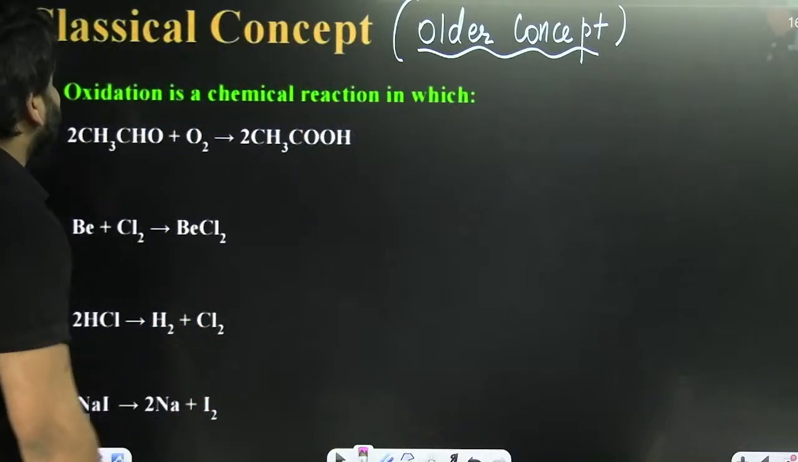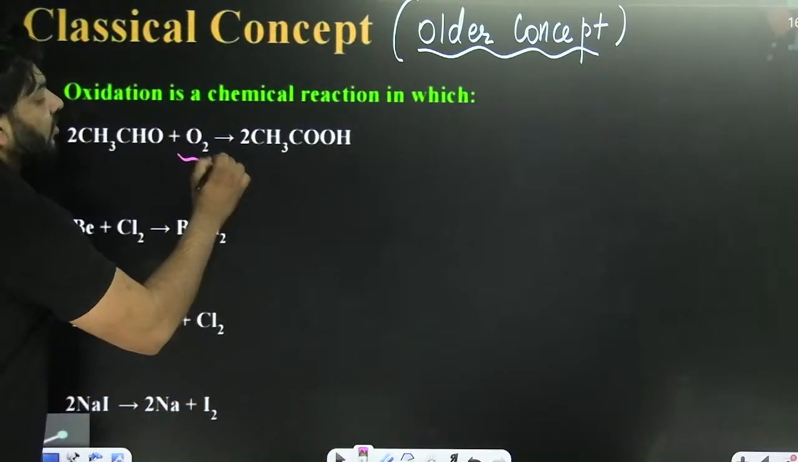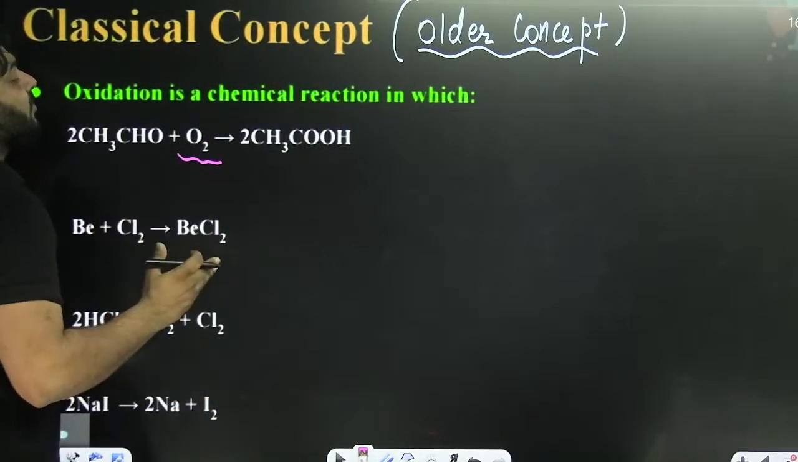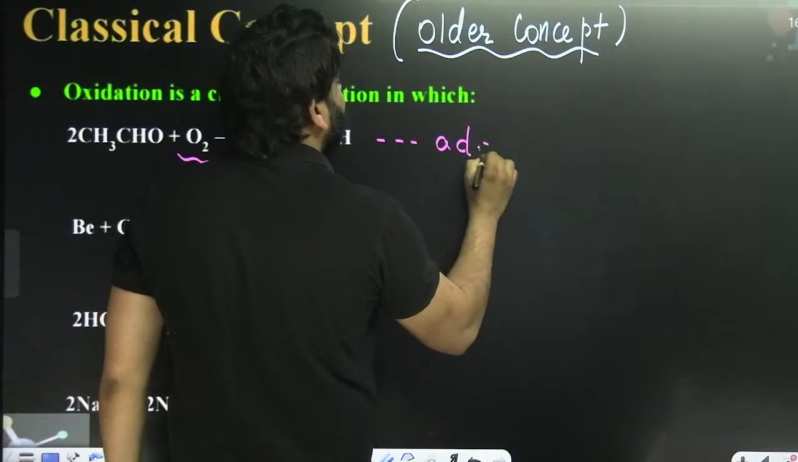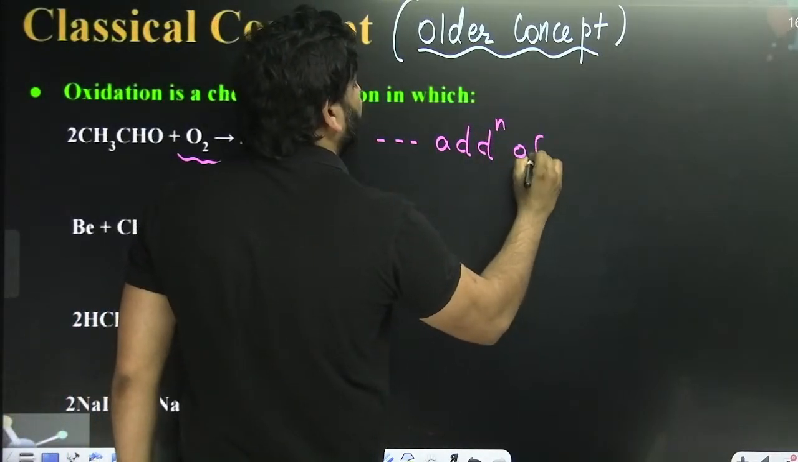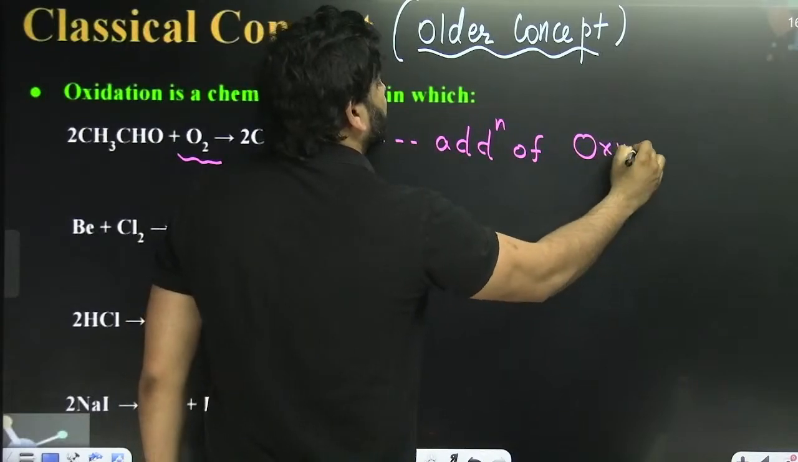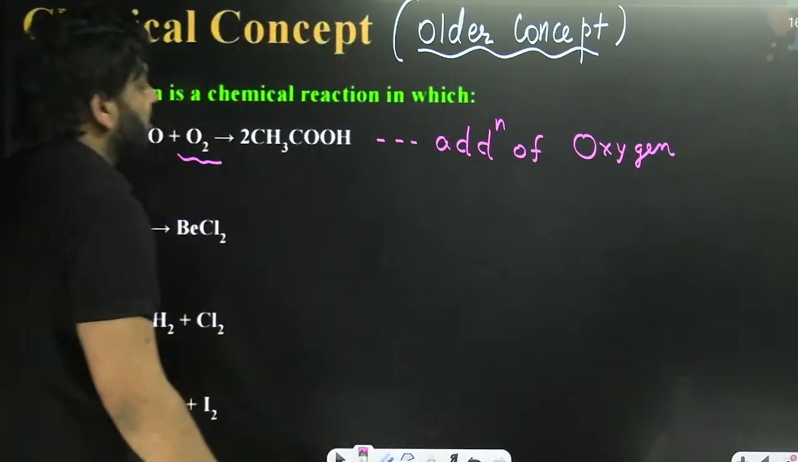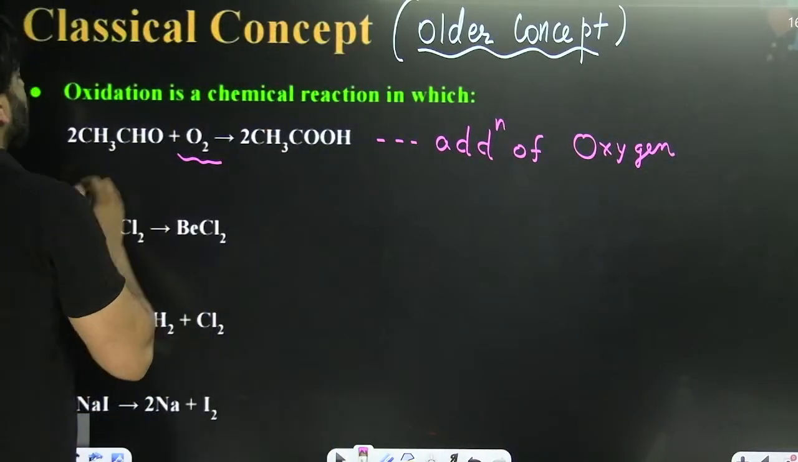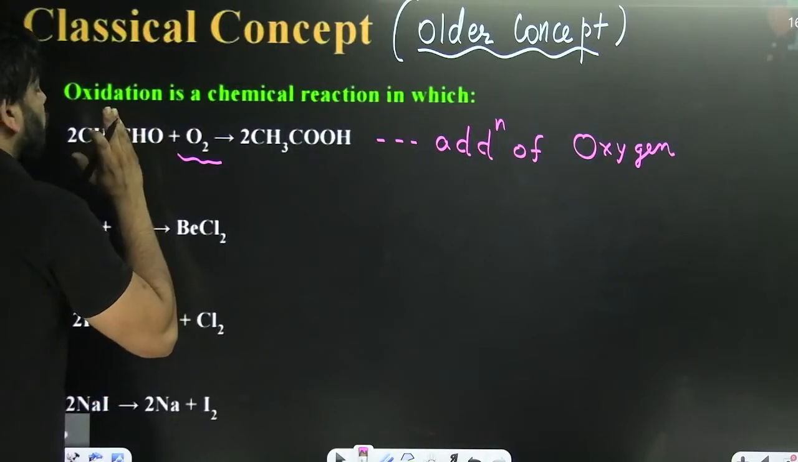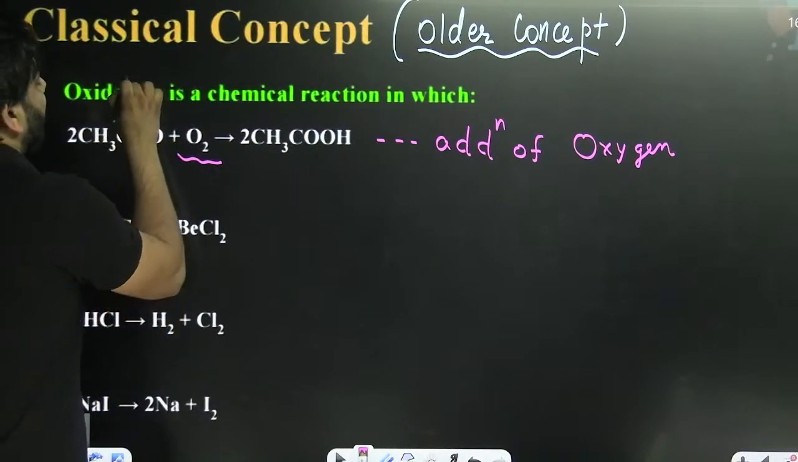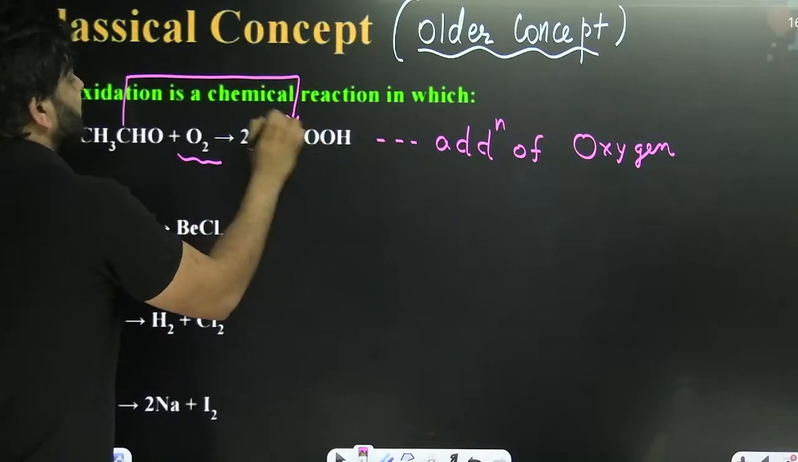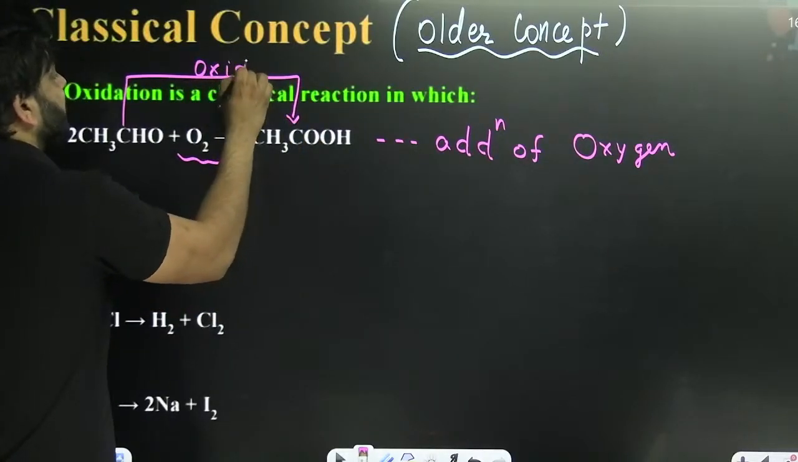Whenever oxygen is added to some substance, the process becomes oxidation. So we can say, simply, addition of oxygen is one of the definitions. So who is going to get oxidized? Whoever we are adding the oxygen to. So let's say oxygen has been added to this carbon. So this carbon going to COH is actually undergoing oxidation.